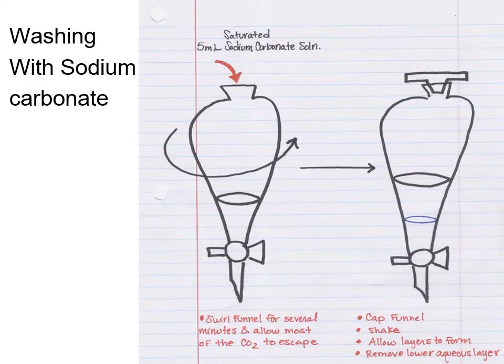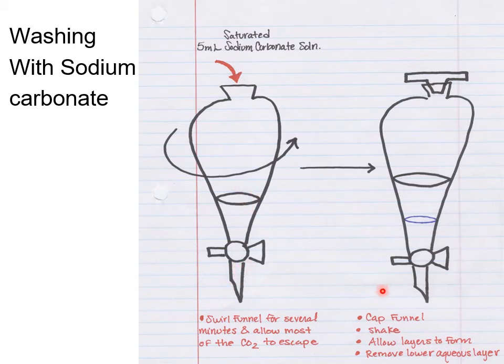So this next step involves washing it with sodium carbonate solution. You would swirl the funnel for several minutes and allow most of the CO2 to escape. The way you do this is you flip it upside down, facing away from your face, and you open this valve here to let the CO2 out, right? The reason you don't want to keep opening this is because it has silicone grease, and that can end up being kind of a mess, right? So you want to open it from this part, but always point it upwards.